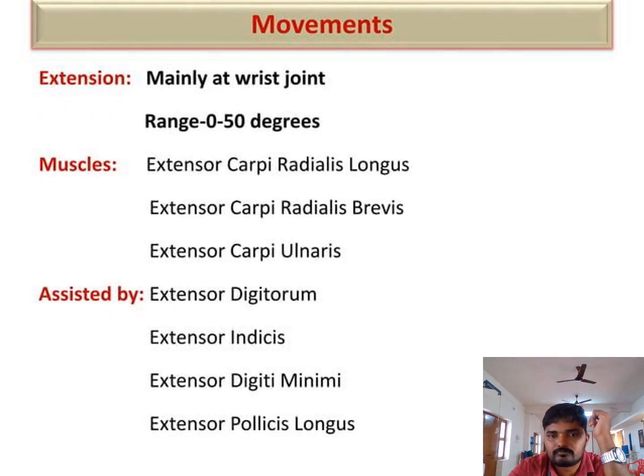Then the movement of extension at the wrist joint. The wrist joint is the fulcrum. The main range is 0 to 50 degrees. It is helped by the main muscles extensor carpi radialis longus, extensor carpi radialis brevis, and extensor carpi ulnaris. Assisting muscles are extensor digitorum, extensor indicis, extensor digiti minimi, and extensor pollicis longus.